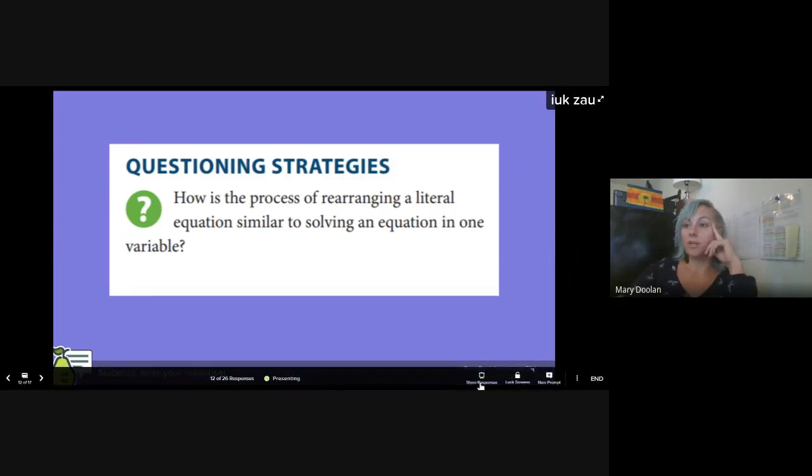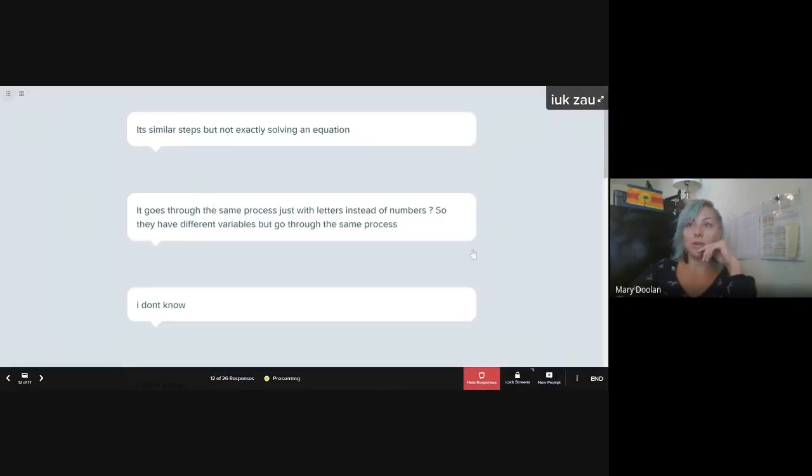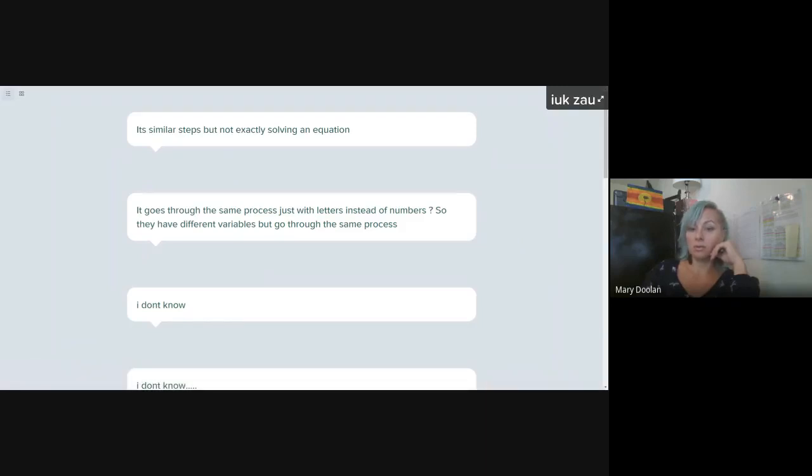Okay, we're going to go through some of the responses that we wrote. So someone wrote, it's similar steps, but not exactly solving an equation. Okay, I could buy that. It goes through the same process, just with letters instead of numbers. So they have different variables, but they go through the same process. That's a great answer. Okay, absolutely true.